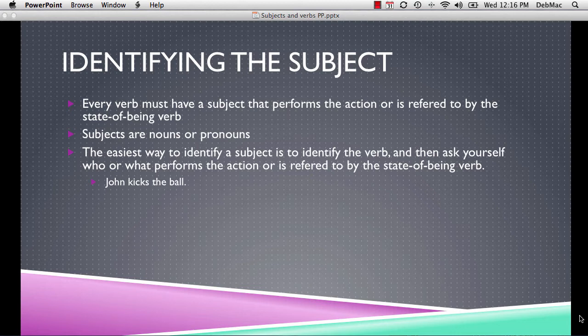If we have the sentence, John kicks the ball, we ask, what is the verb? We find that the verb is kicks. It's an action word, right? So then we say who or what kicks, and the answer is John. So John is our subject and kicks is our verb.